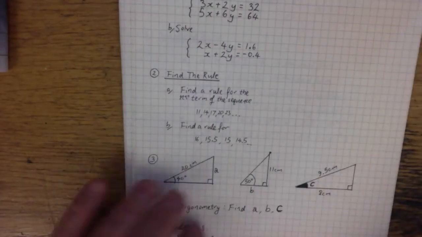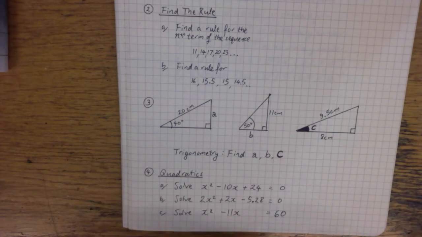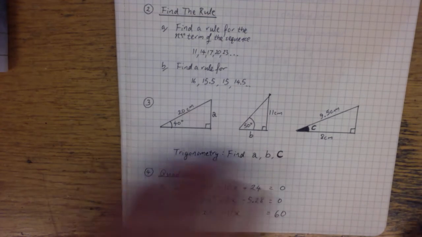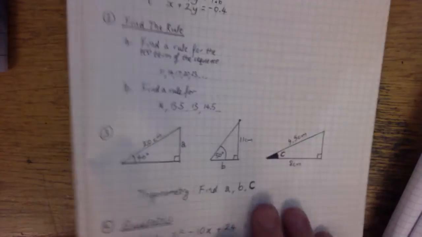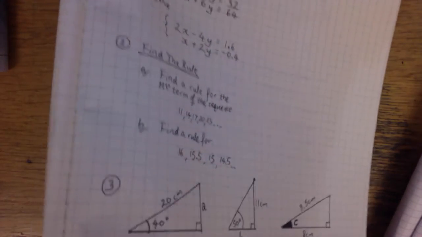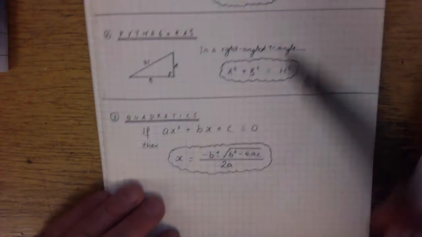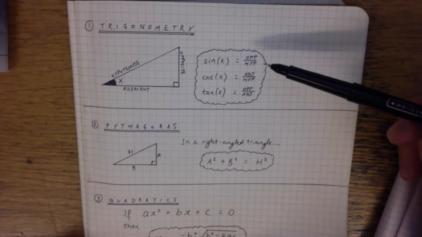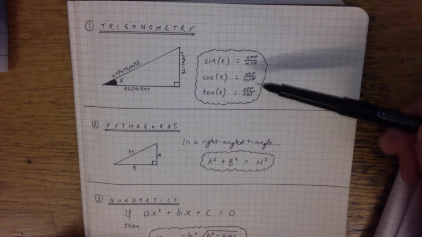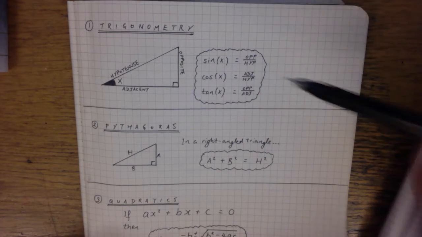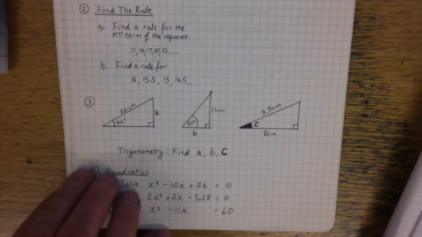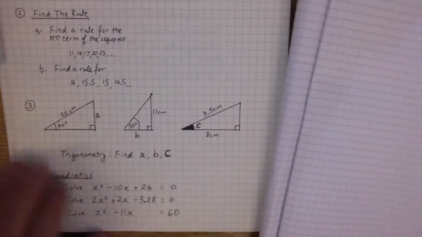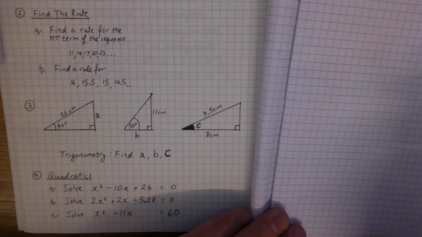Okay, we're looking at question 3 of my little diagnostic test here for MYP 4. It's trigonometry. So we've got to remember the trig ratios which are given to you. Sine, cos, tan. Sine equals opposite over hypotenuse, cos equals adjacent over hypotenuse, tan equals opposite over adjacent. So it's worth knowing those, but they will be given in the diagnostic test.